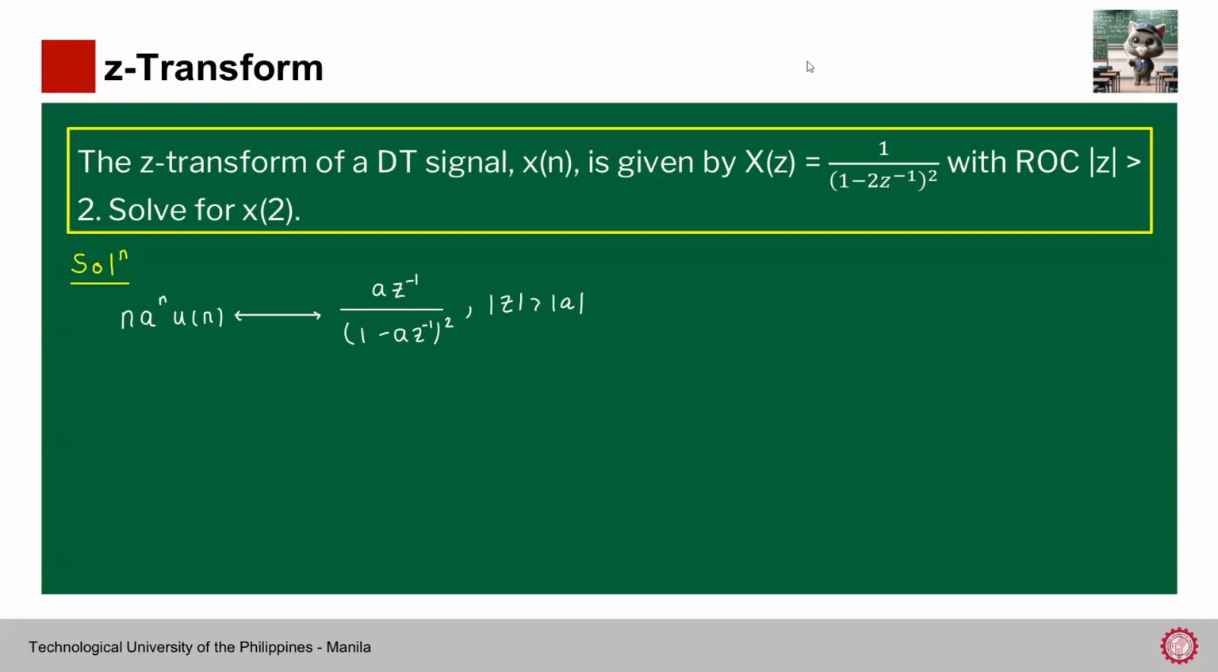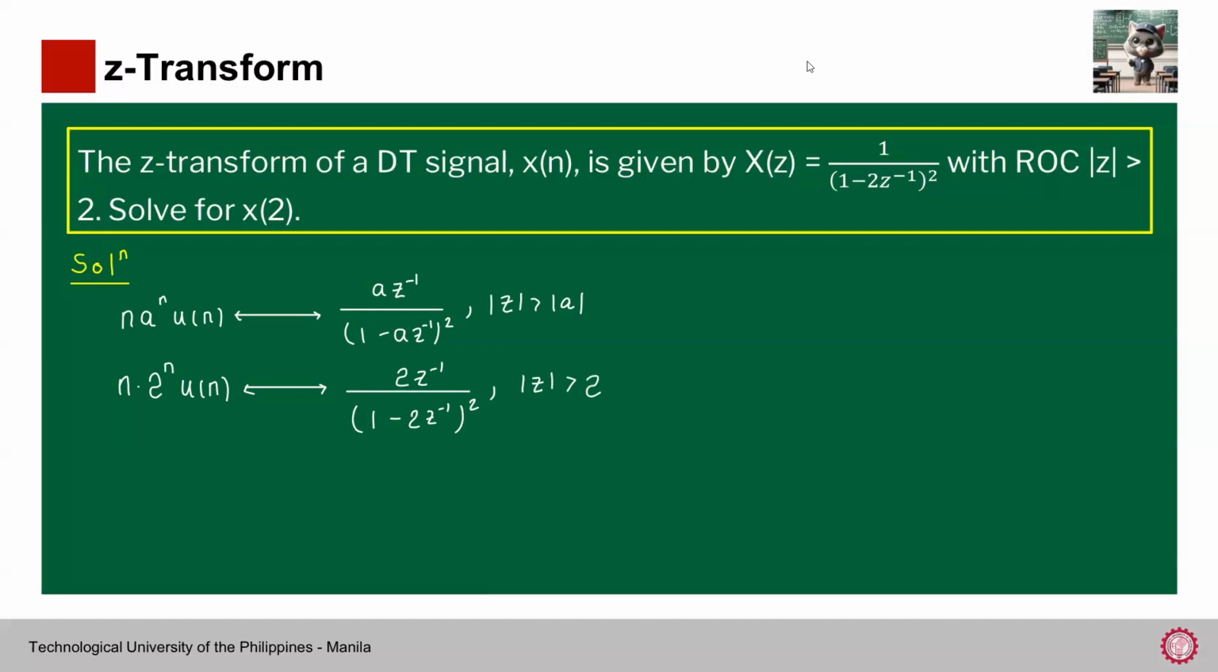Let's start with setting a equal to 2. So we have n multiplied by 2 raised to n u of n. In other words, a is equal to 2, so papalitan natin lahat ng a ng 2 dito sa kabilang side. In this case, 2z raised to negative 1 over (1 minus 2z raised to minus 1) raised to 2, using the formula, and then we have mod of z greater than mod of 2, and mod of 2, of course, is simply 2.